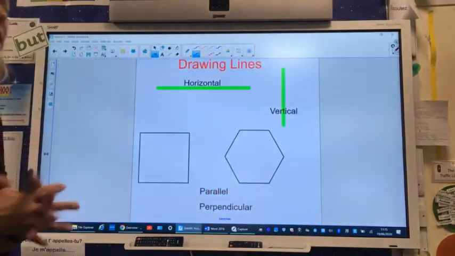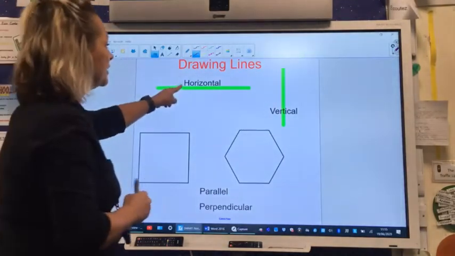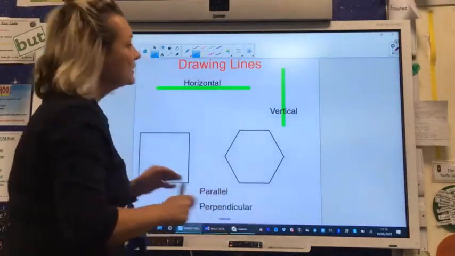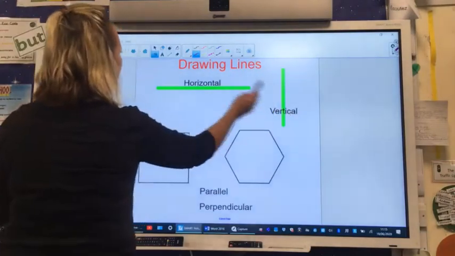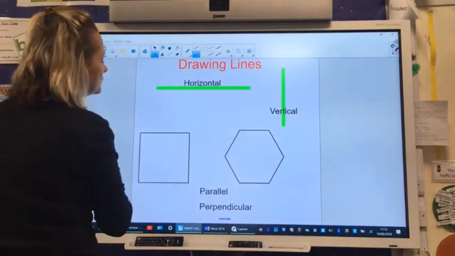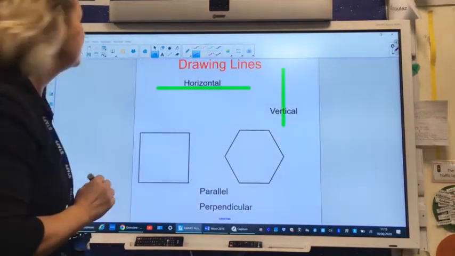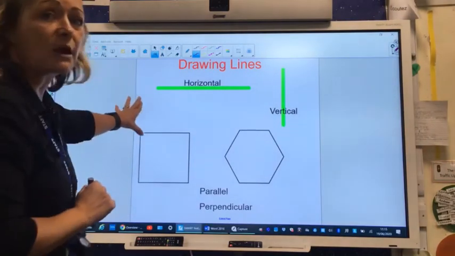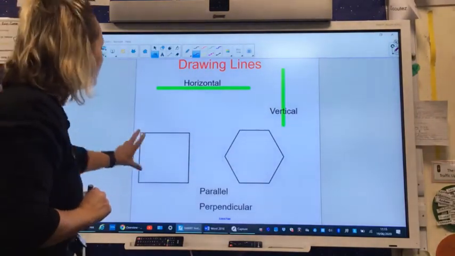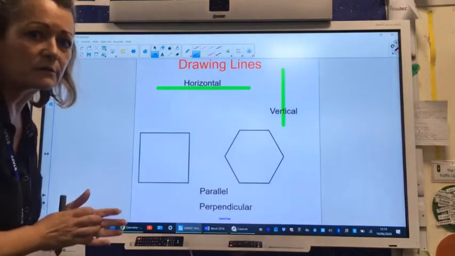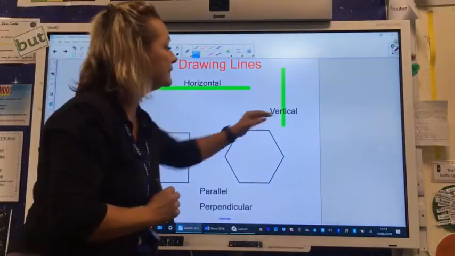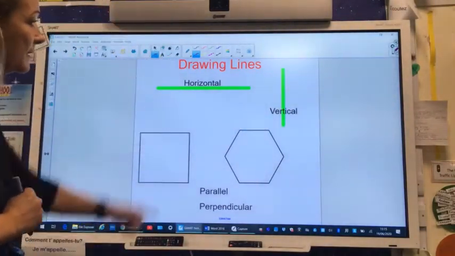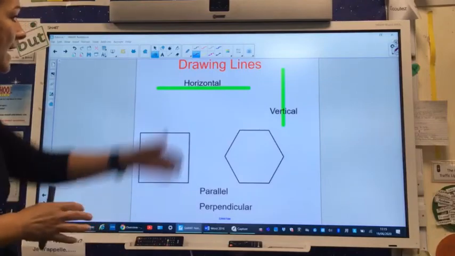Okay, new vocabulary for you. This isn't new. Horizontal means going across. Remember, it's from side to side. So any lines that are going across, we would describe as horizontal. On our square, there are two horizontal lines, and then we have the other word, vertical, meaning top to bottom. A bit like a lamp post going up.